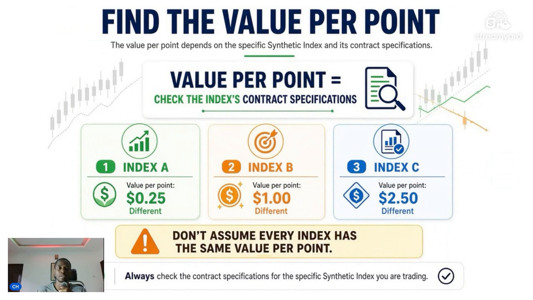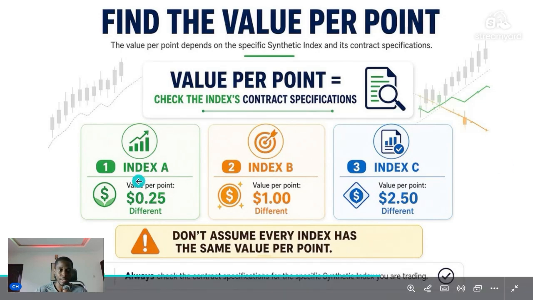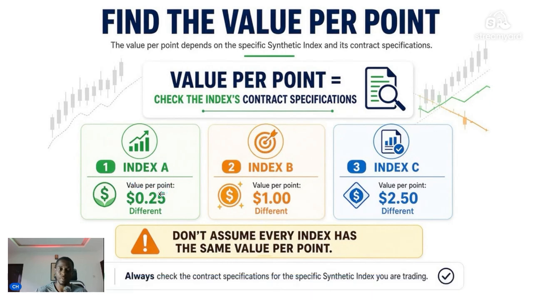Find the value per point on the specific synthetic index in its contract specification. Like I told you, each of these instruments has different lot sizes, which means their value per point, their pip movement, and the value of each pip movement are each individually different. Look at index A: value per point, which is value per pip, is 0.25. So in the smallest lot size, if it moves one pip, it carries 0.25, that's the value in currency.